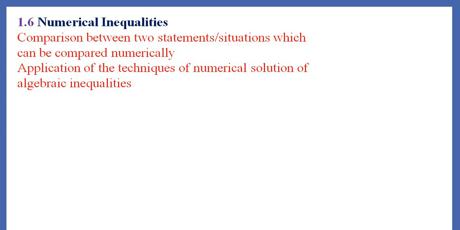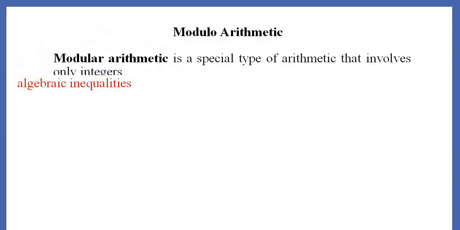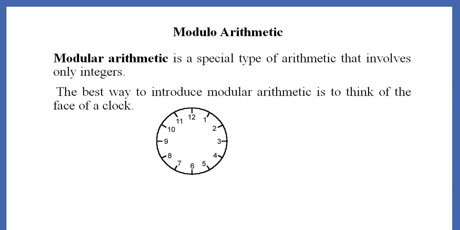Today I will discuss the topic modulo arithmetic. We will understand by taking an example. What do we mean by modulo arithmetic? Modular arithmetic is a special type of arithmetic that involves only integers. Integers means 0, plus minus 1, plus minus 2, plus minus 3, these numbers. The best way to introduce modular arithmetic is to think of the face of a clock.